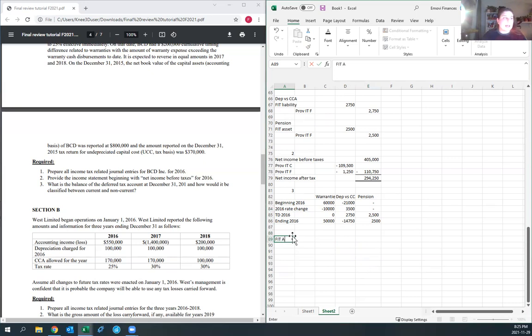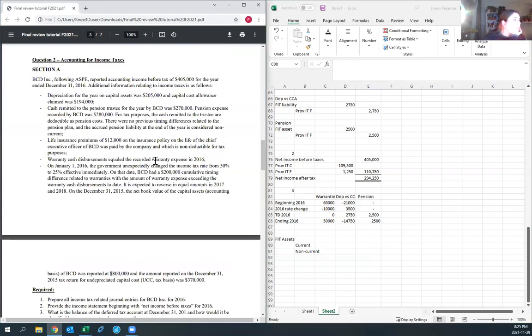So for my FIT assets, current, the warranties and non-current. The warranties, they said that half of it was reversed in 2017, and half of it in 2018. So half of it is going to be current and half of it is going to be non-current. This is a liability. And then for pension, it mentioned that here it's all non-current. So I'm going to put it all as non-current.